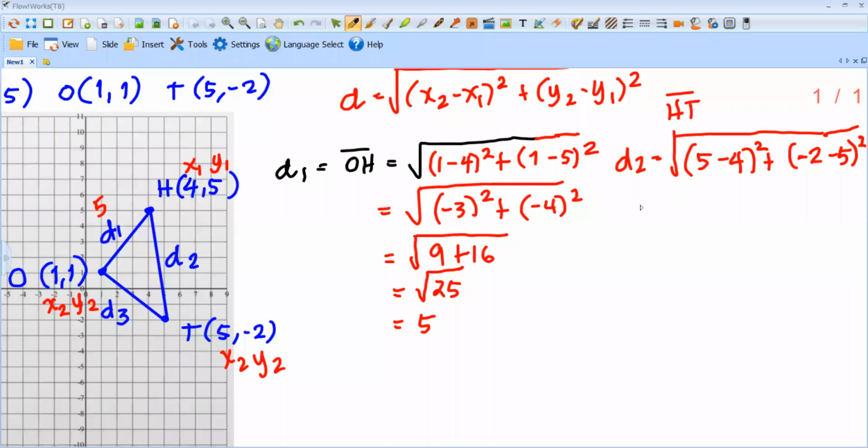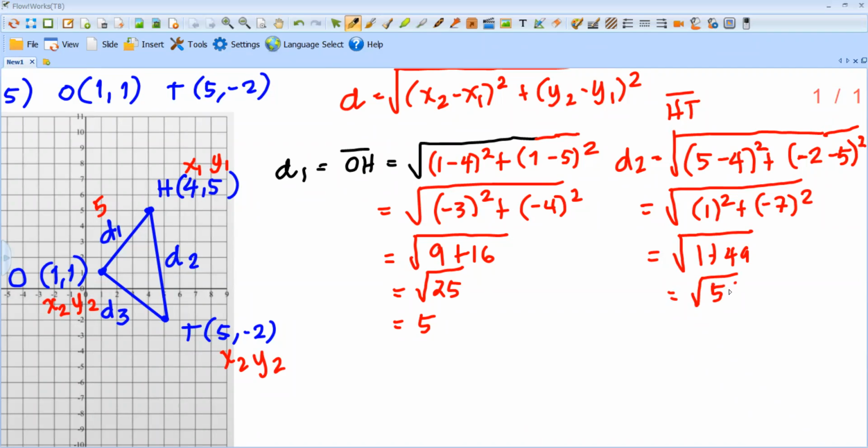So therefore, we have 5 minus 4 is 1, 1 squared, and negative 2 minus negative 5 is negative 7 squared, and that would be 1 plus 49, which is equal to the square root of 50. The square root of 50 is 5 square root of 2, right? So that is distance 2.